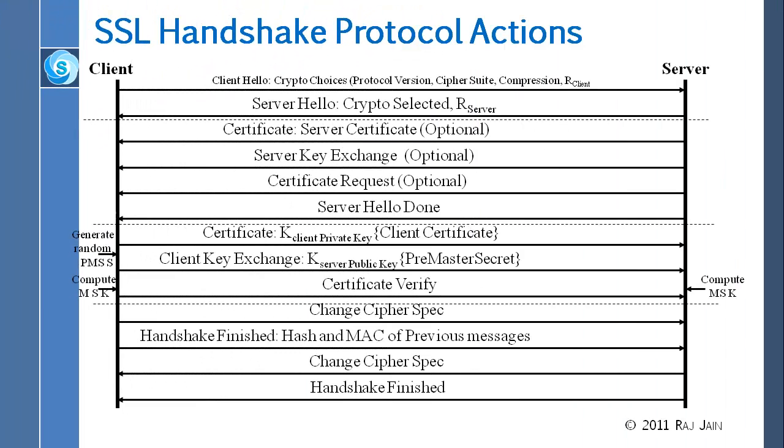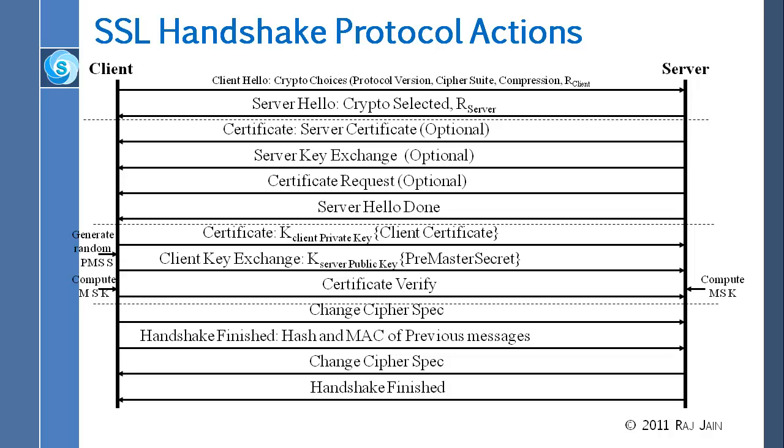So here are the messages in 4 phases. This is phase 1, the first dotted line. Up to the first dotted line is phase 1. Then this is phase 2, this is phase 3, and this is phase 4. Alright, phase 1 is simple. Phase 1 is simply establish the capabilities.